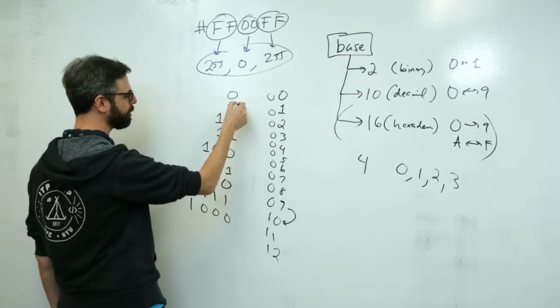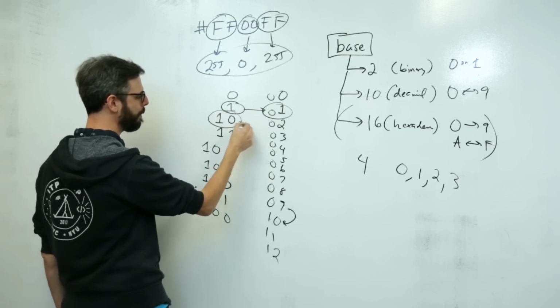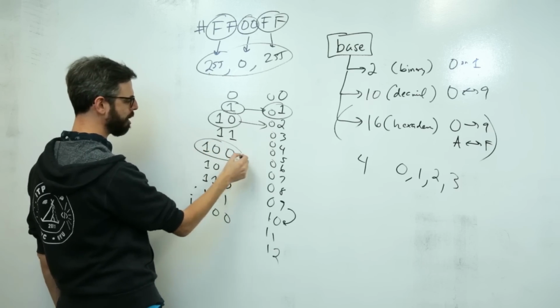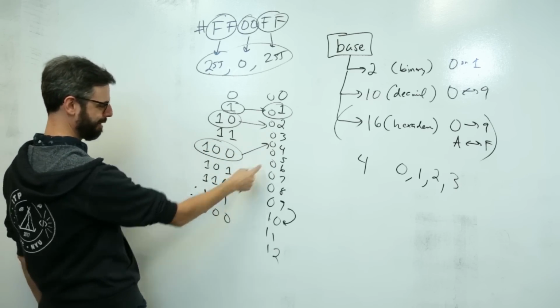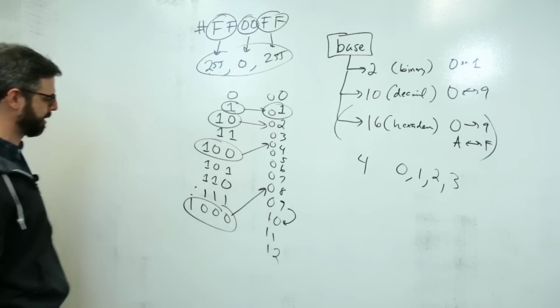So something that's really interesting here is 1 matches up with 1. 1, 0 matches up with 2. 1, 0, 0 matches up with 4. 5, 6, 7. 1, 0, 0, 0, 0 matches up with 8.